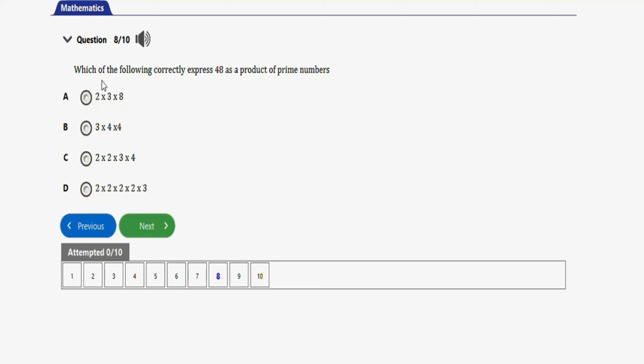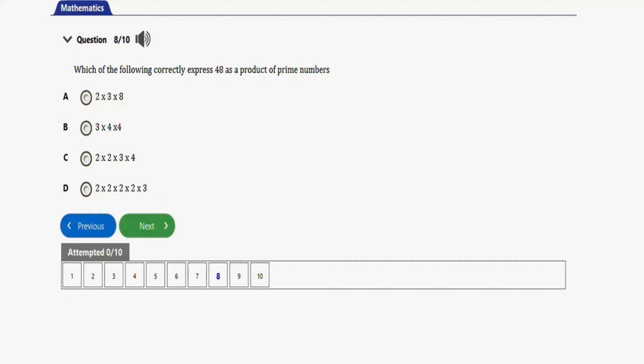So on these options, 8 is not a prime number, 8 is an even number. Then 4 is not a prime number, 4 is an even number. That means 2 is a prime number, 3 is a prime number. So from what we have here, the right option in this question will be option D, which is 2 times 2 times 2 times 2 times 3. Let's punch it in the calculator. It's going to give us 48.